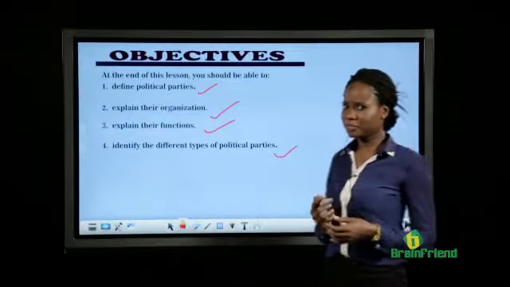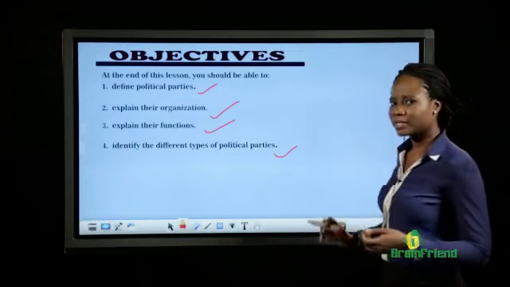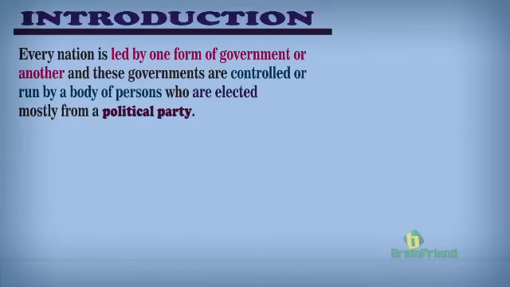Now, talking about political parties, let's take a look at the meaning of political party. Before then, I'd like to give a brief introduction about political parties. Every nation adopts one form of government or another, and these governments are ruled by persons or people. And these people are mostly gotten from political parties. Now let's look at what political parties actually are.